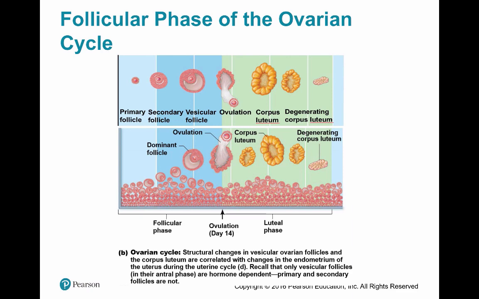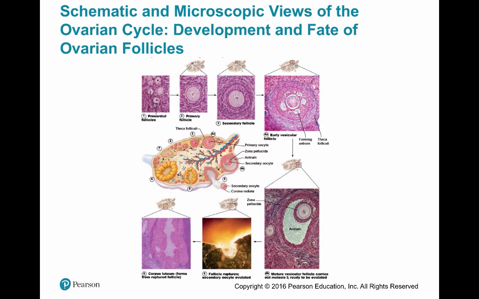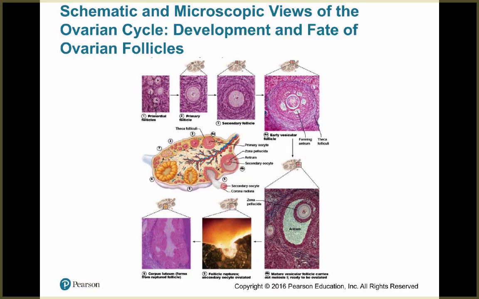Now let's get just a little bit more detailed. You knew that was going to happen, right? And so here we're going to take a look at what we were just talking about. You can find this in your book on page 1057 if you're using the Human Anatomy and Physiology 10th edition by Marieb, Pearson. If you look at number 1 here, you'll see those primordial follicles.